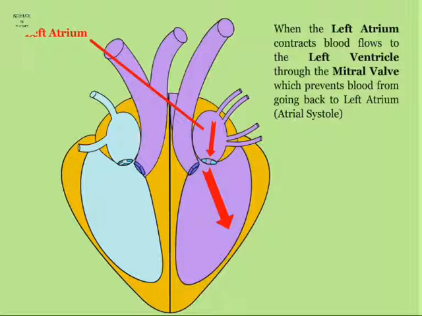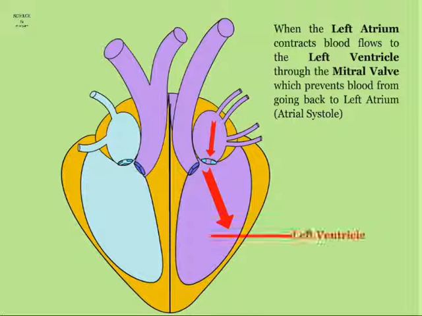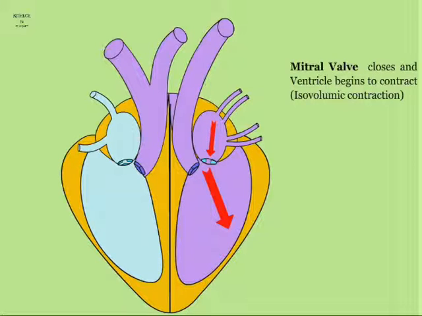When the left atrium contracts, blood flows to the left ventricle through the mitral valve, which prevents blood from going back to left atrium. Mitral valve closes and ventricle begins to contract.